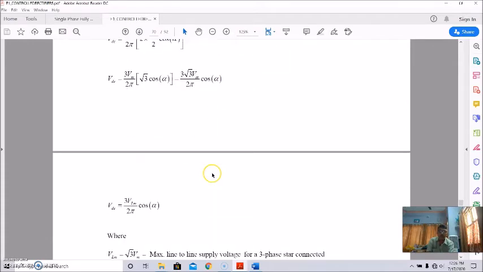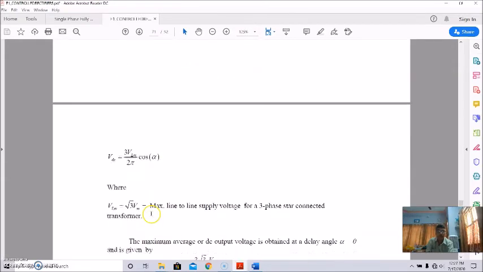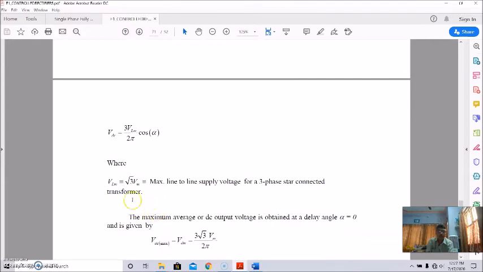Okay. So actually VDC will be this. This is the maximum line-to-line supply voltage for the typical star-connected system, so VLM. So we can write this equal to VLM. So it is 3 VLM by 2 pi cos alpha. Particularly, as I told you, this VLM is root 3 VM.